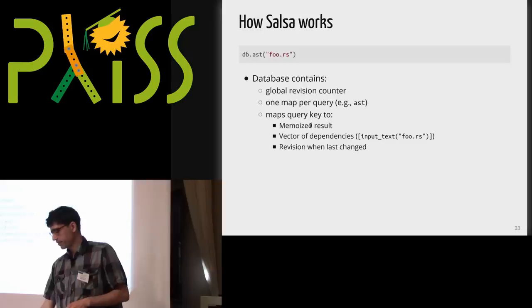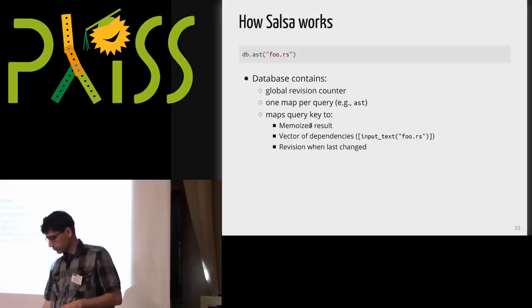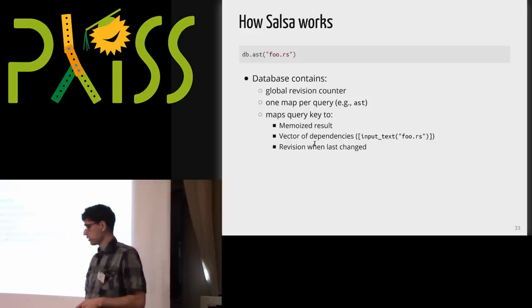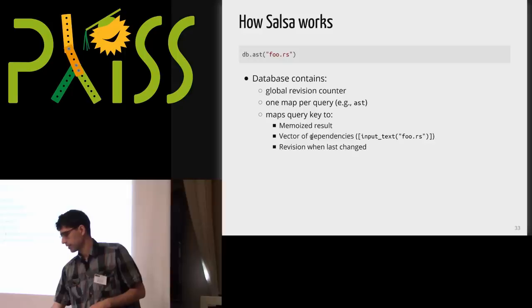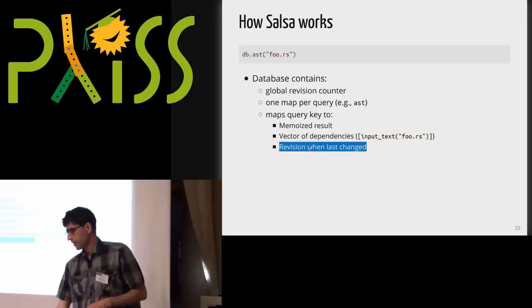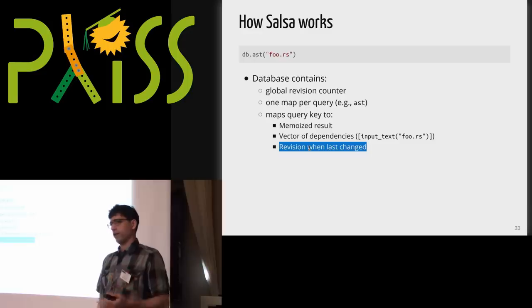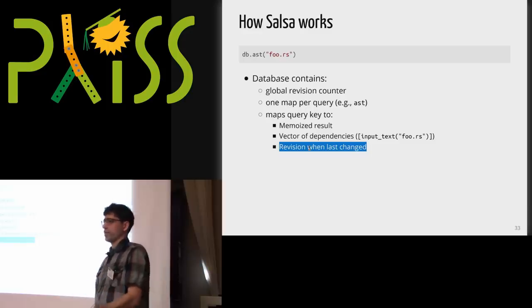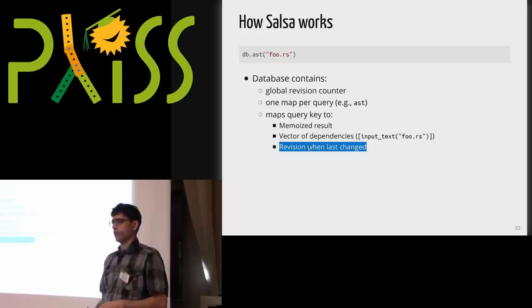And that maps the key to the stuff we need, right? That's both the result, the vector of dependencies, and a kind of revision that's tracking in what version this last changed. When you initially computed, that's just the current revision, but we'll see as we go later on that it's not always equal to the current revision.